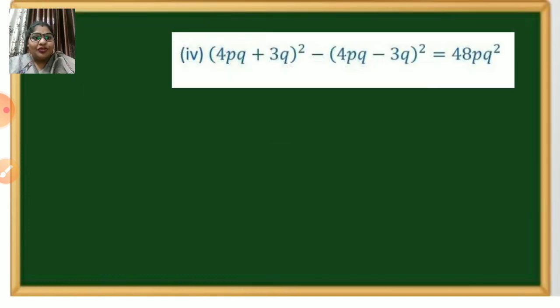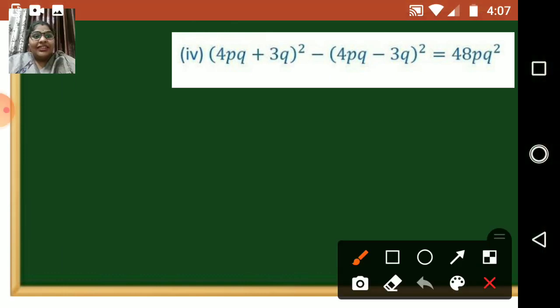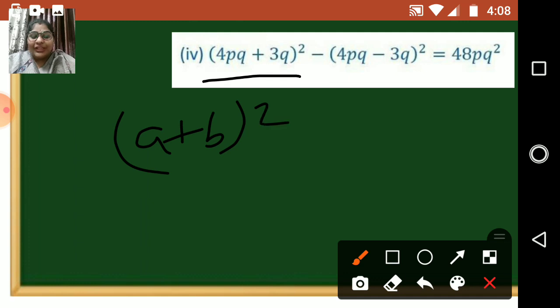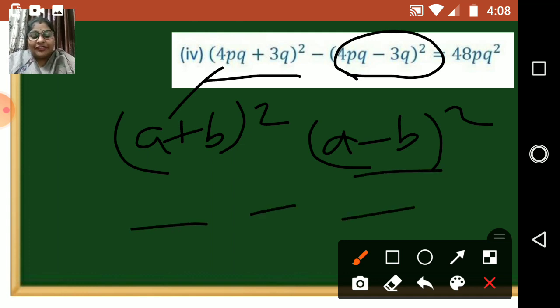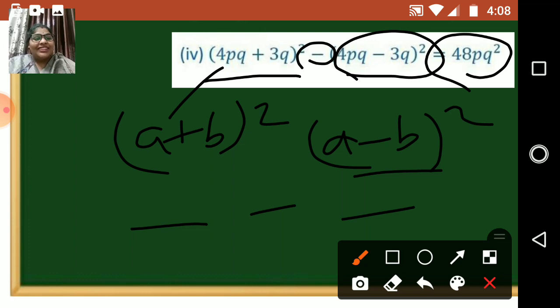Let us move further. That is the fourth one, children. Now here, if you see, it is (4pq plus 3q) whole square, which is in the form of a plus b whole square. So we can solve this. Again (4pq minus 3q) whole square, which is in the form of a minus b whole square. So first we will solve this. Whatever answer we get, then we will solve this. Whatever answer we get, we will subtract, because here is the subtraction. And then we will check whether it is equal to right hand side or not. So let us begin.